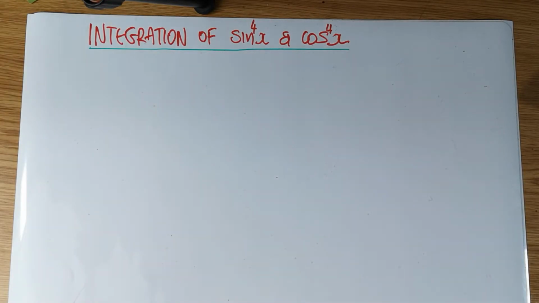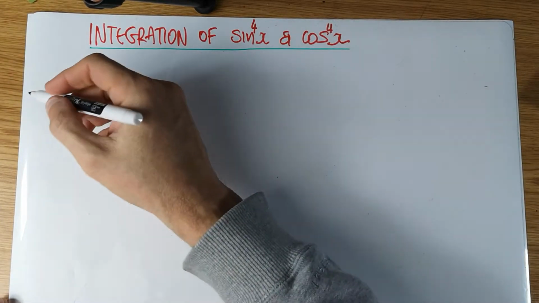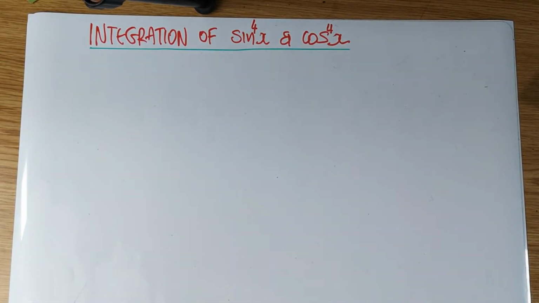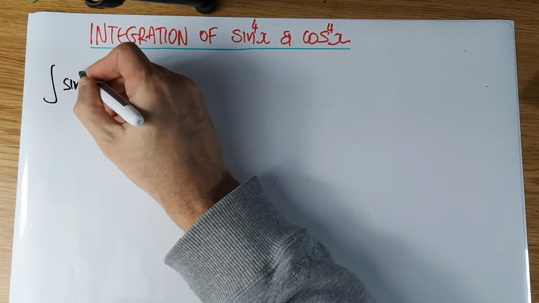Hello, and today we're going to be looking at the integral of sine to the 4 of x and cos to the 4 of x. Let's start with the sine first of all. So how do we integrate now sine to the 4? This requires an awful lot of trig identities, so let me just start by writing it.